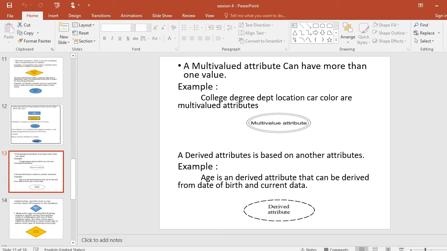Next, a derived attribute is based on another attribute. Example, age is a derived attribute that can be derived from the date of birth and the current date. The diagram shows the derived attribute. The name derived indicates that an attribute can be divided into subordinate parts or subdivisions. That type of attribute is called a derived attribute. So in this example also, age can be further divided into date of birth and current date. So the diagram will show the derived attribute also.